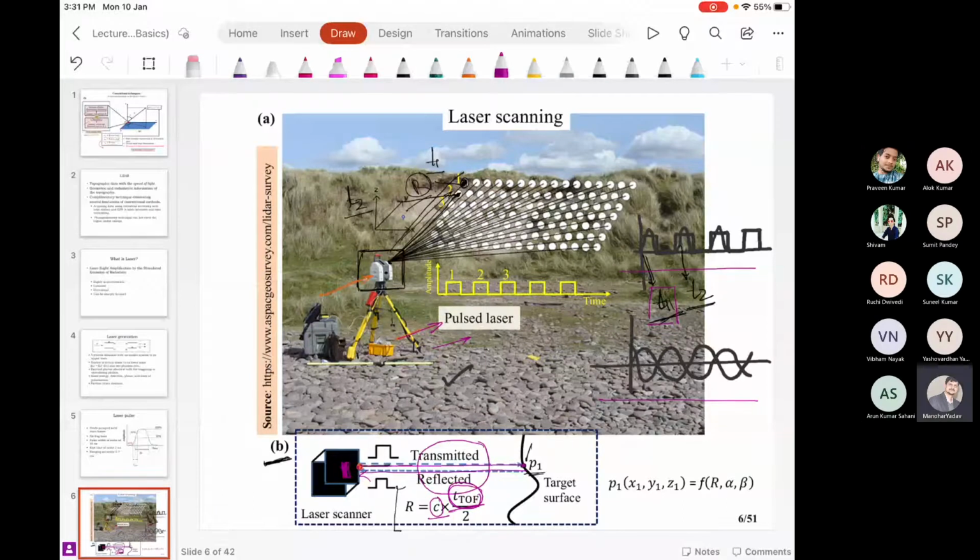This beam travels in a straight line. Simply, the range is calculated by multiplying half of this time into c. Now I hope it is clear to all of you.